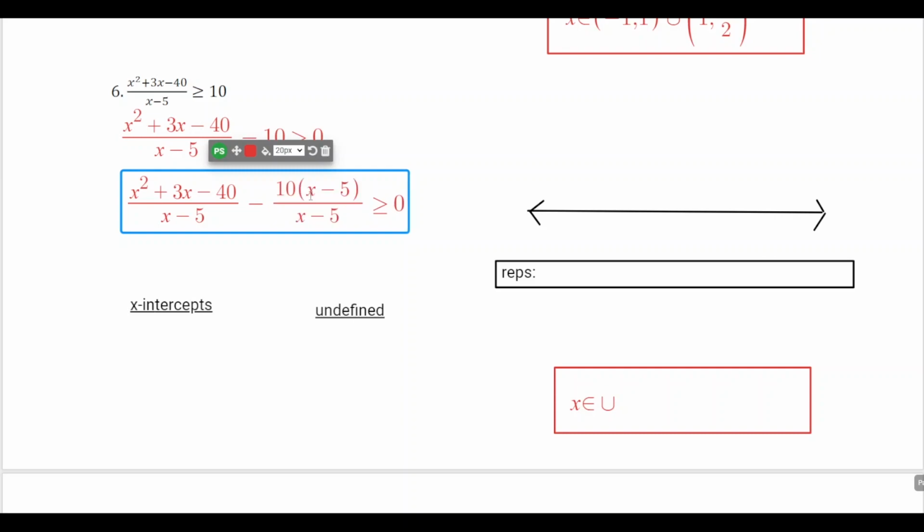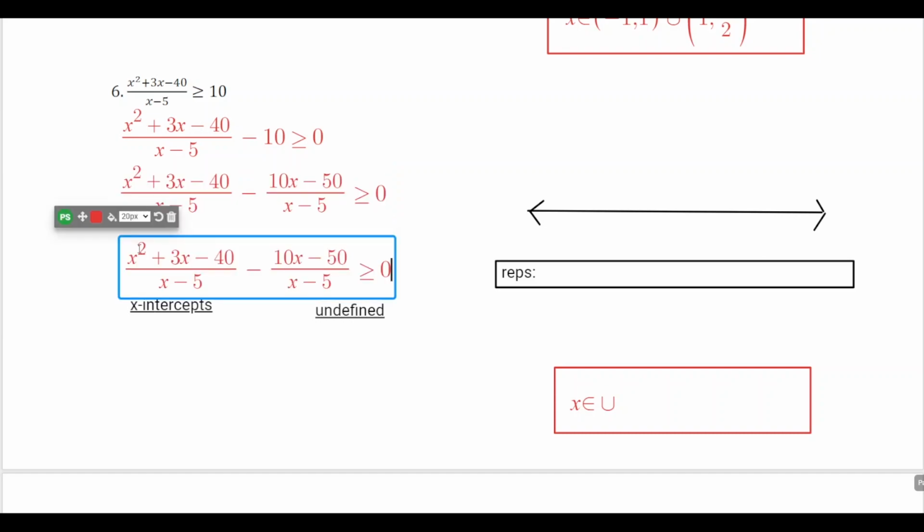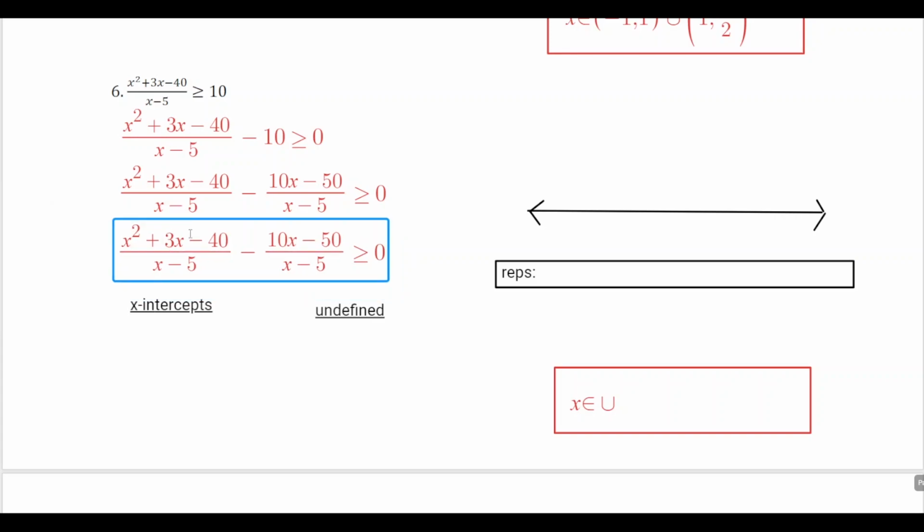All right, so now I've got a common denominator, so I can combine these. Before I do that, I want to distribute this 10 and make this 10x minus 50. And so now I can just combine my like terms and figure out what my numerator and denominator are going to be here. So the x squared has no like terms to combine with, so that's just going to stay the way it is. Here I've got 3x minus 10x, so 3 minus 10 is going to be negative 7x. And then I've got negative 40 minus negative 50, so minus the negative is going to be positive, so it's going to be plus 10.